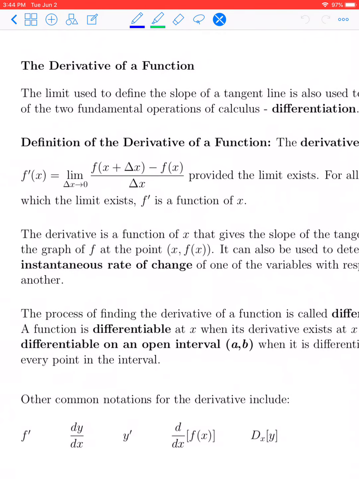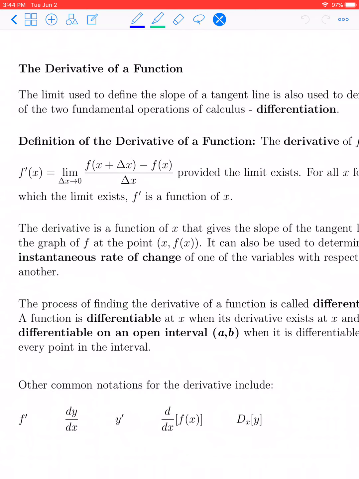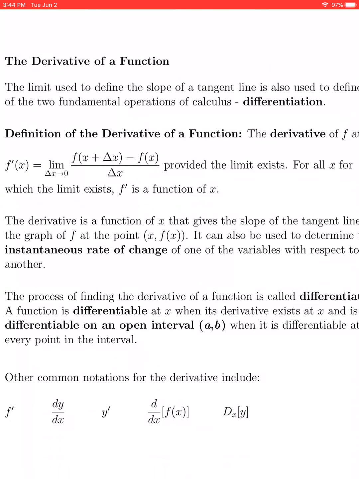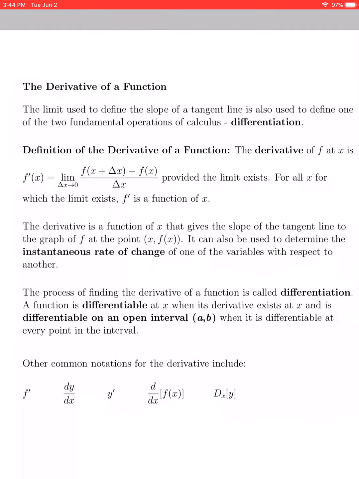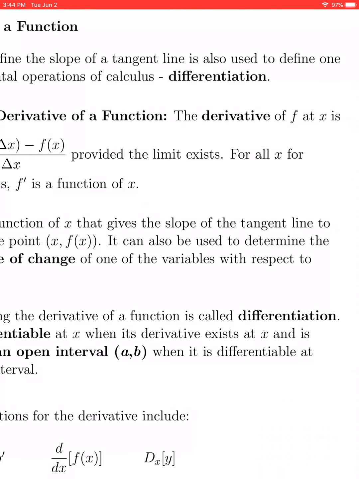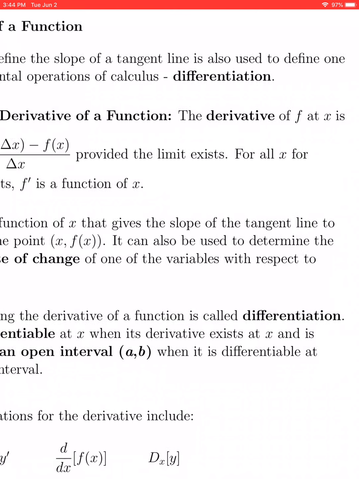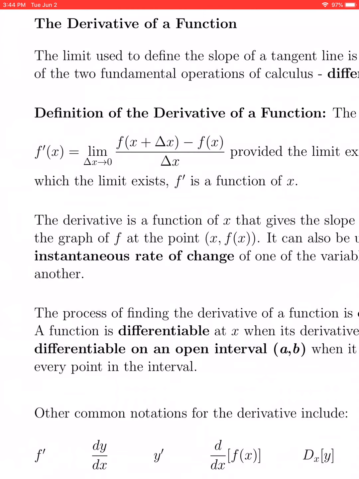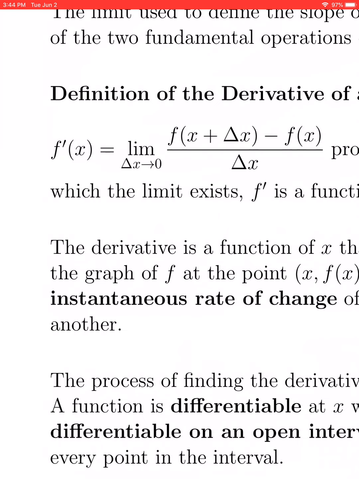This now brings us to the derivative of a function, which is closely related to how we worked the previous example. The limit we use to find the slope of a tangent line is also used to define a fundamental operation of calculus, that being differentiation. Instead of getting the slope at one particular point, if we think of the point as being our variable x, then we can calculate the slope of the curve at any random point x using this limit definition. And instead of calling it m, we're going to give it a new notation.